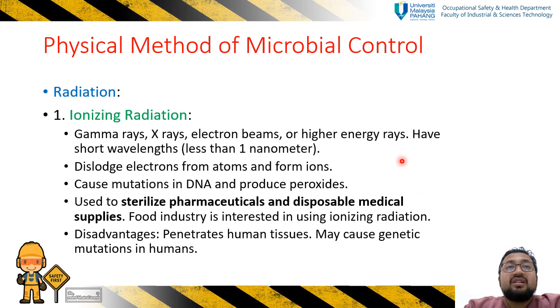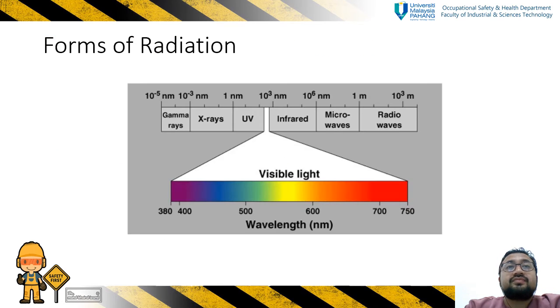Okay, alright. So basically we have many types of radiation. There are gamma rays, X-rays, UV, okay. And then we've got visible light that we see every day. And then we've got infrared, microwaves and radio waves. So basically these are what we call radiation, and it depends on their wavelength.